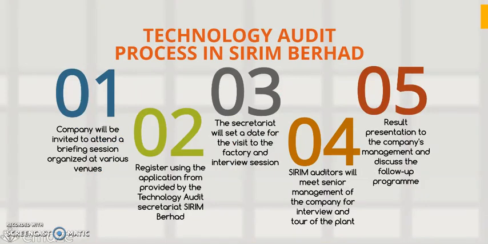Last but not least is the process of technology audit that is applied in Berhad. The first step is that companies will be invited to attend a briefing session organized at various venues. The second step is that companies register using the application form provided by the Technology Audit Secretariat Berhad. The third step is the Secretariat will set a date for the visit to the factory and interview session. This step continues with auditors meeting the senior management of the company for an interview and tour of the plant. And the last step is result presentation to the company's management and discussion of the follow-up program.